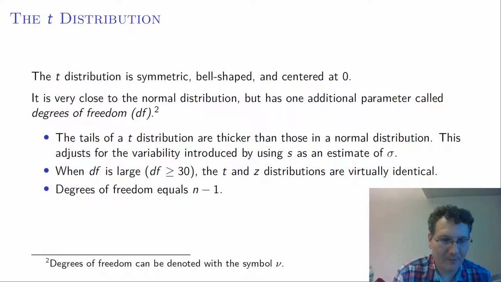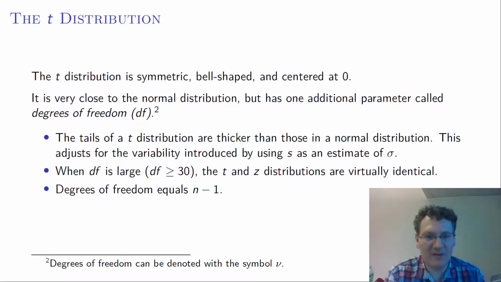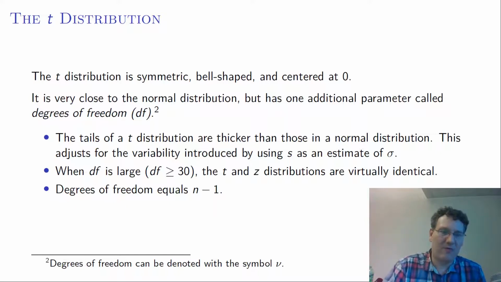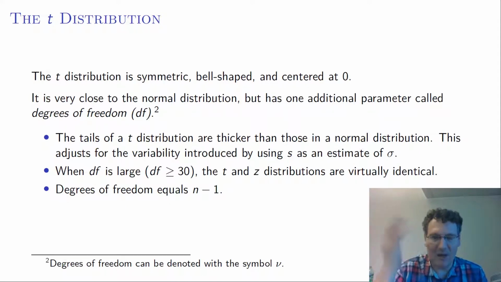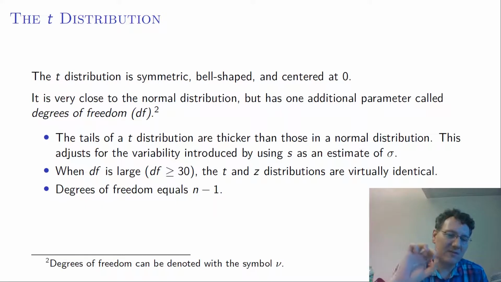Now, the degrees of freedom is going to be calculated based on the sample size. In fact, for what we'll be doing for making an inference on the population mean, the degrees of freedom will be 1 less than the sample size, so n minus 1.